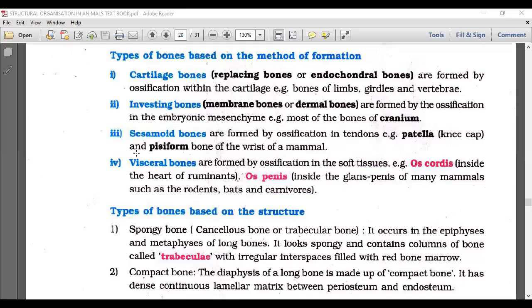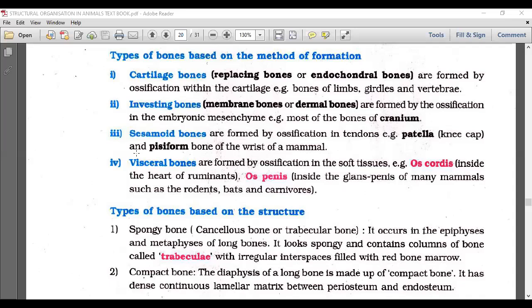And next, the fourth one, visceral bones. Visceral bones are formed by ossification in the soft tissues. It is a special kind, we don't have it in human beings. For example, in ruminants, we find that the heart is ossified. Their heart is filled with bony material. That is special, so in ruminants the heart is ossified like this.